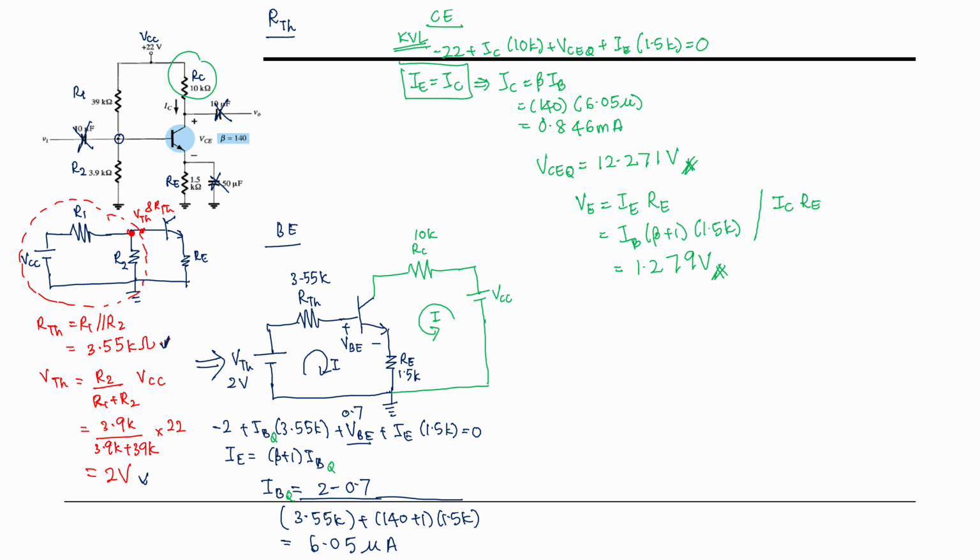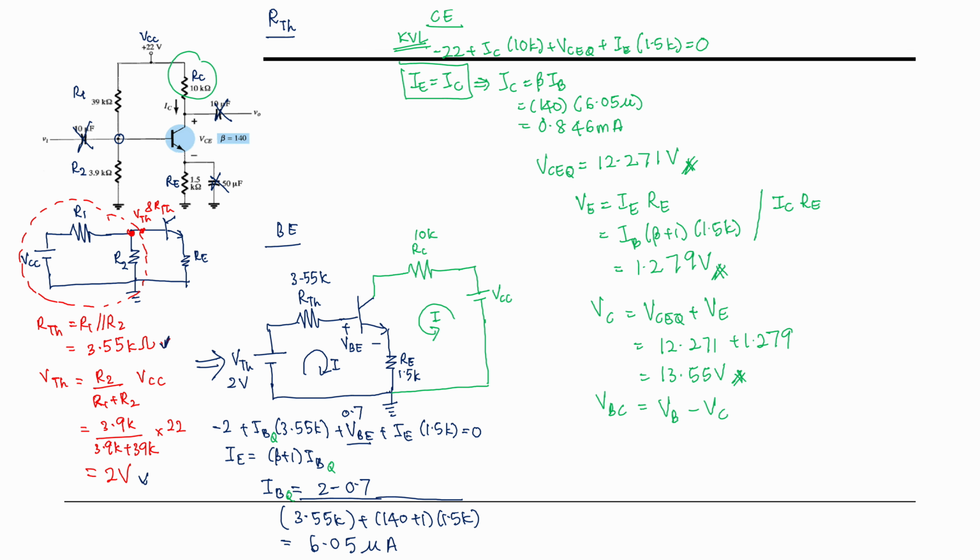So from here we can find the value of VC, which is VCEQ plus VE, right? So it will be 12.271 plus 1.279, then you will get the value 13.55 volts. And from here we can also find the value of VBC, which is VB minus VC.